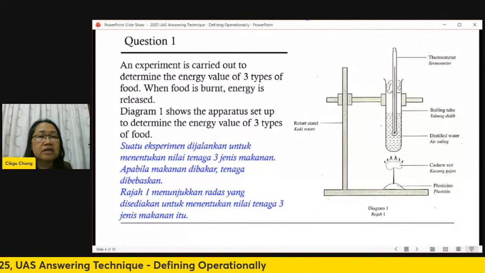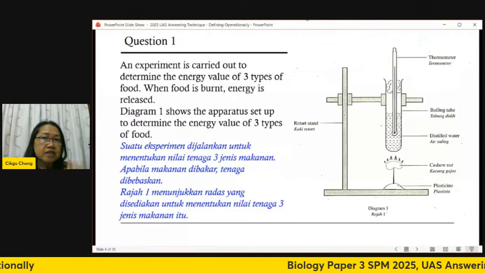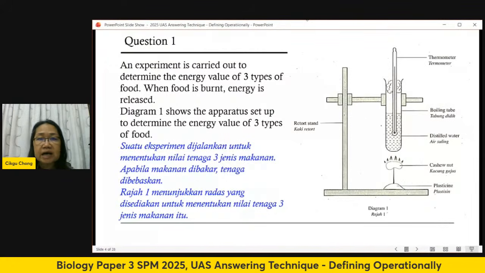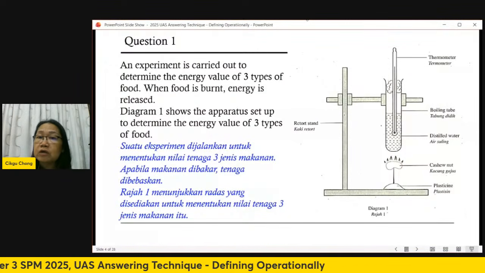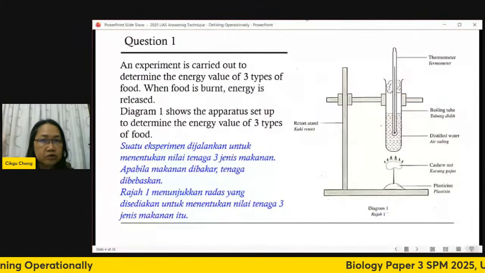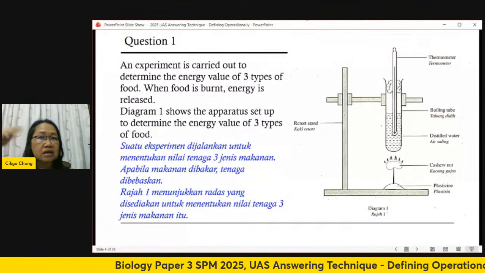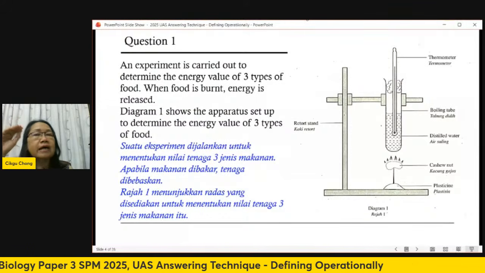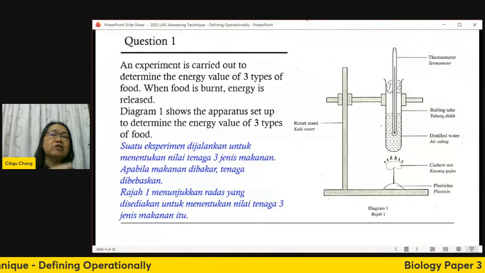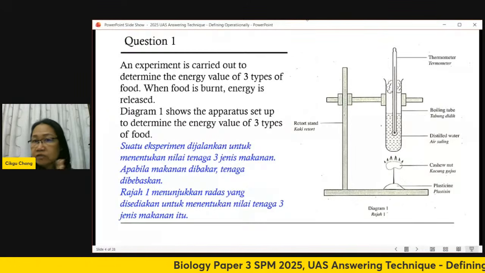When food is burnt, energy is released. You should know that from theory, because chemical energy is stored in the food. When you burn it, heat is released, and that heat is transferred to the distilled water. Distilled water absorbs the heat and the temperature rises. You take the reading of the rise in temperature, perubahan suhu, and then you put all the values into a fixed formula, and you can find the calorie, or we call it the energy value. Now you have to see what is given to you.